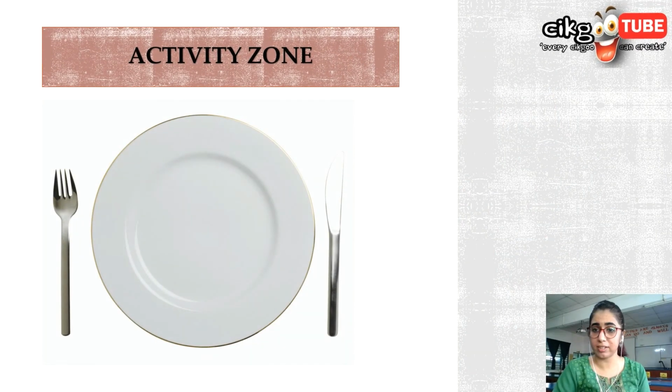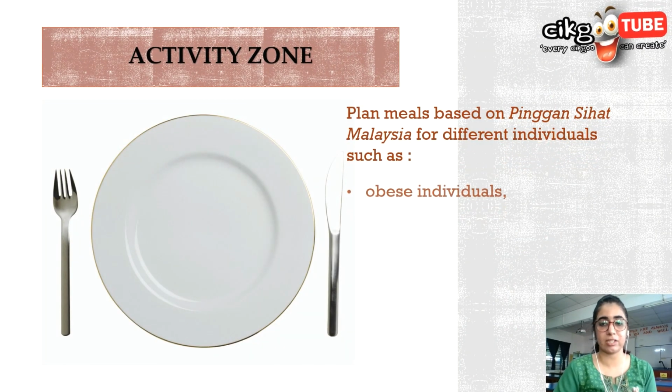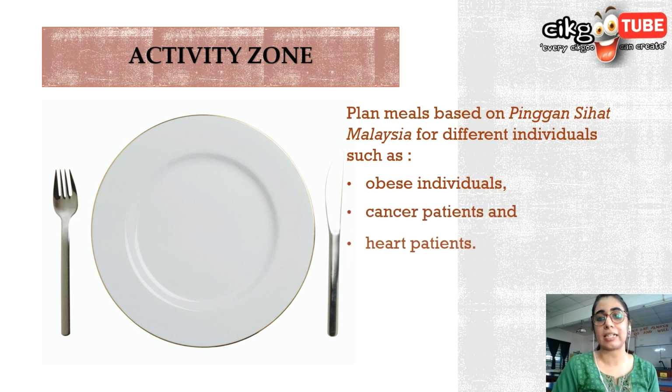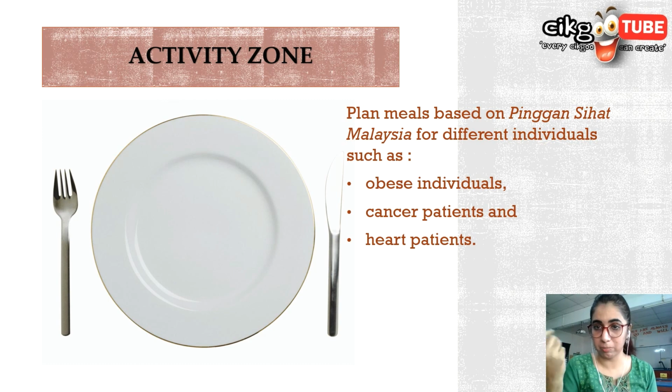Okay, with that we are done actually. There is no formative practice for this subtopic, but there is an activity for you to do, where you can actually plan meals based on Pinggan Sihat Malaysia for these different individuals. Okay, that means one plate for obese, what should they eat, one for cancer patient, and the other is the heart patient. So try out, draw the food on this plate, and let's see how it goes.